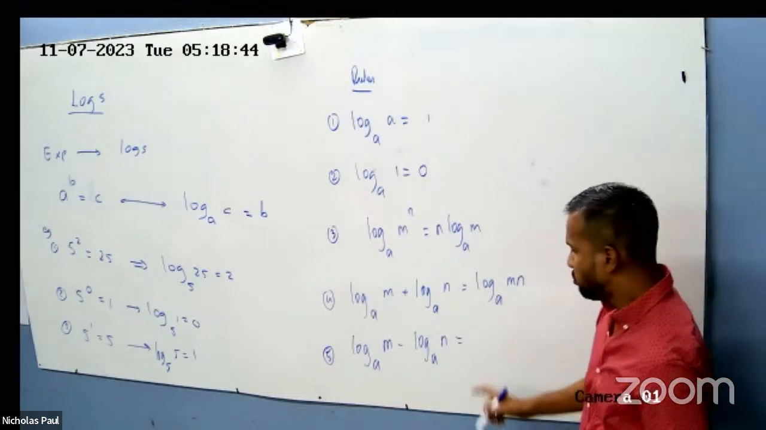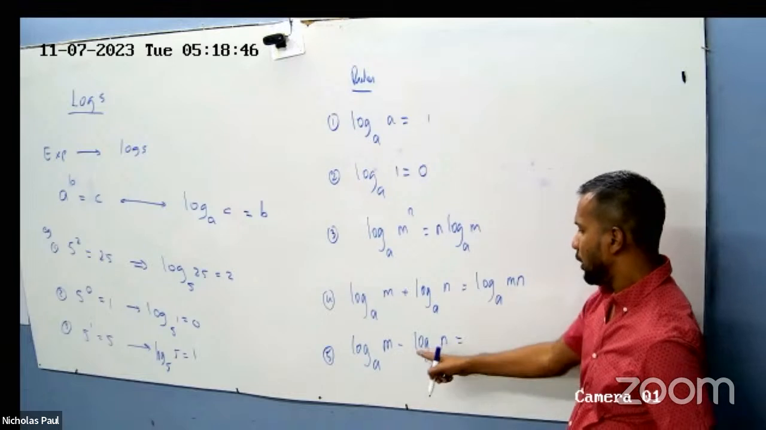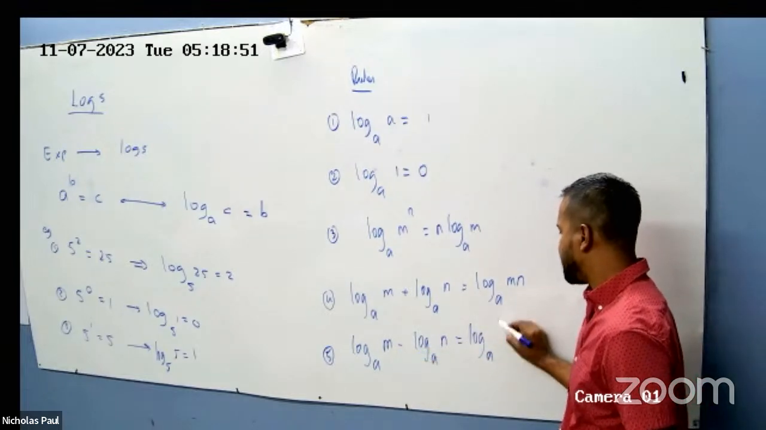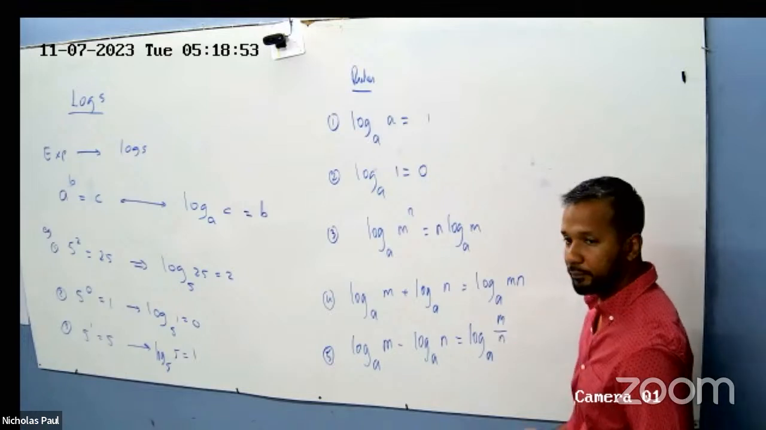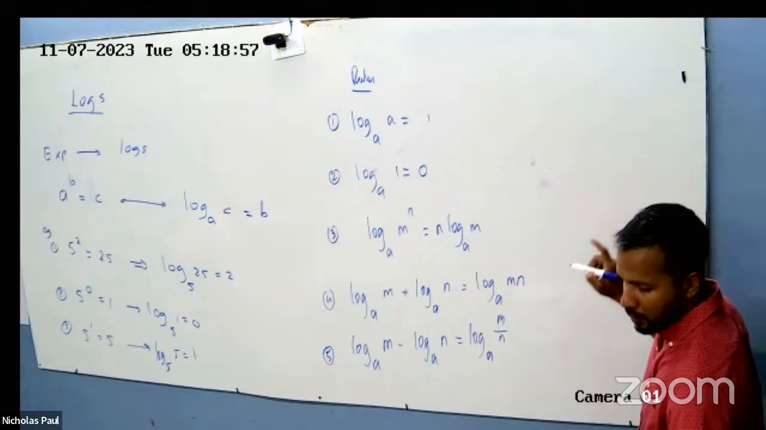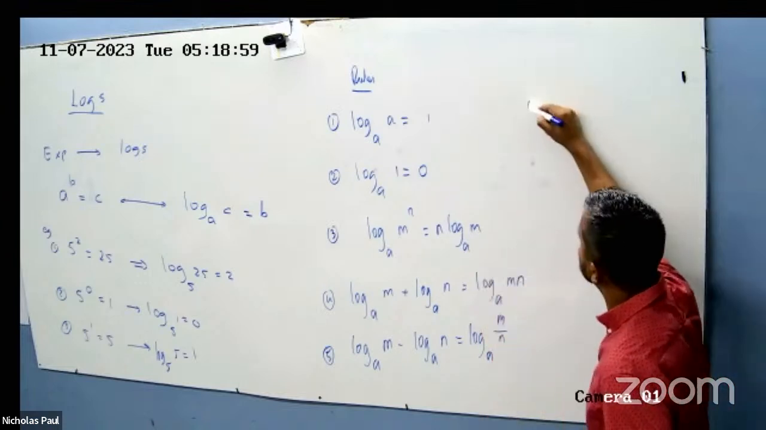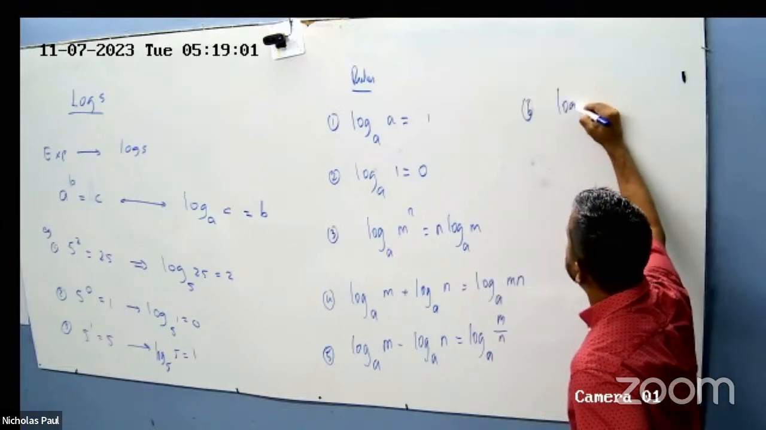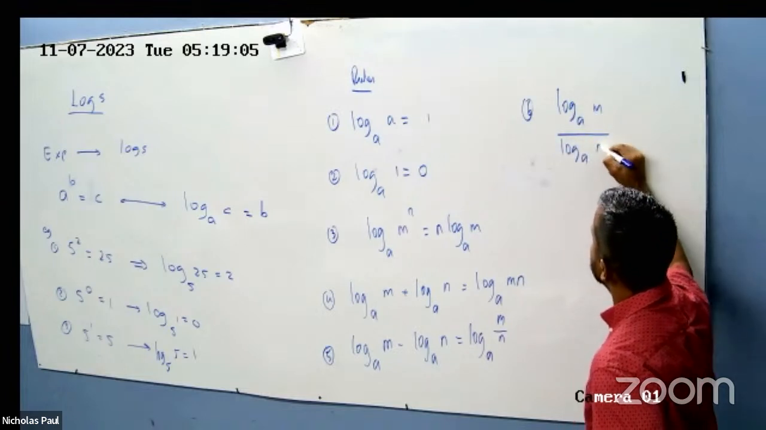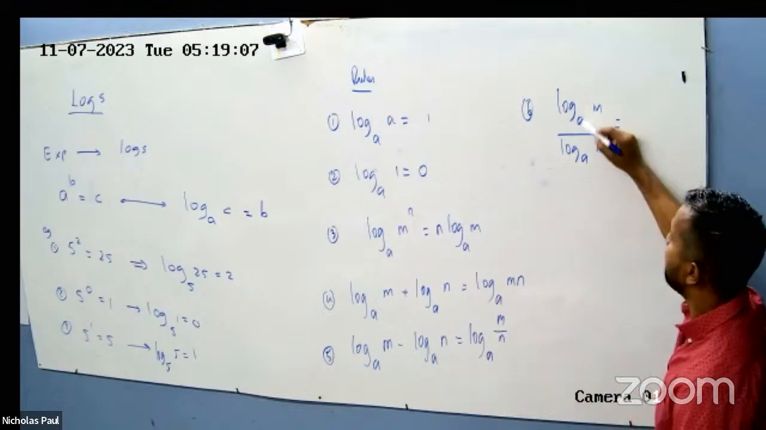Right? What's this here? Log to the base a of m minus log to the base a of n. Are you okay with that? Yeah. What about this rule here? What is log to the base a of m divided by log to the base a of n? What will that be? Same base and divided.